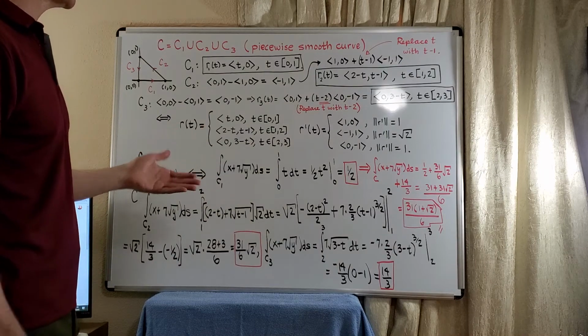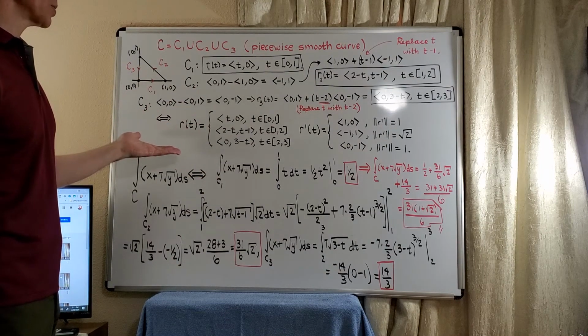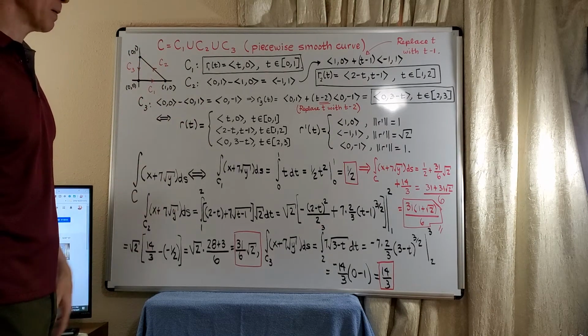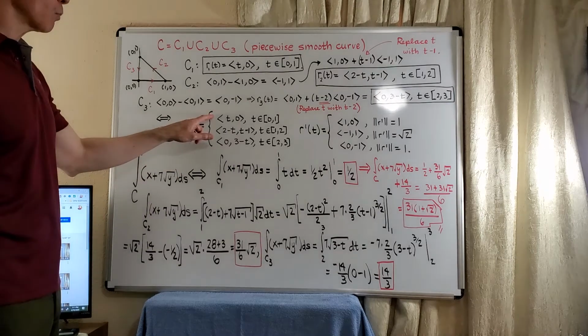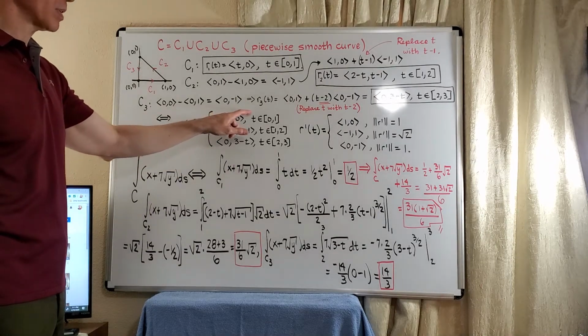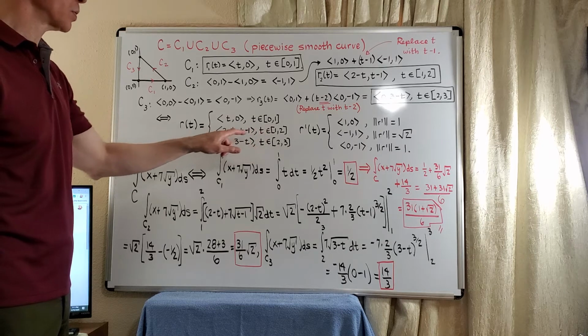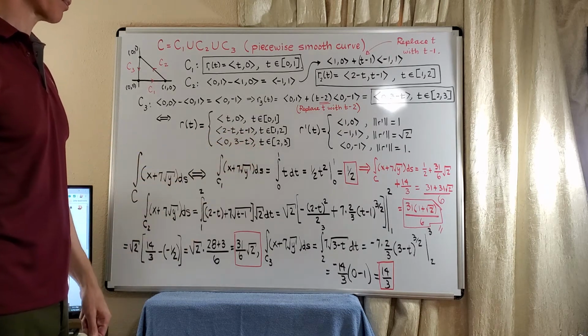So what we can do is take all these pieces and put them into one parameterization. Notice you label everything with subscripts. That's how you can keep up with things. So now our parameterization r(t) will be (t, 0) when t runs from 0 to 1, (2 - t, t - 1) when t runs from 1 to 2, and then (0, 3 - t) when t runs from 2 to 3.